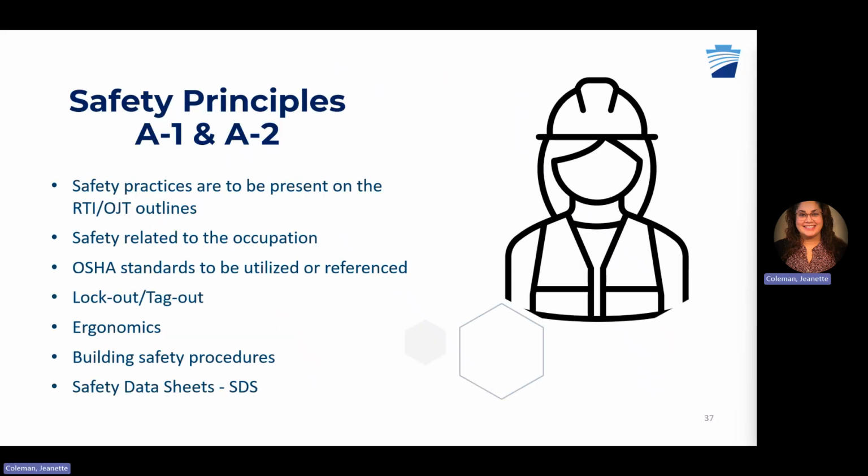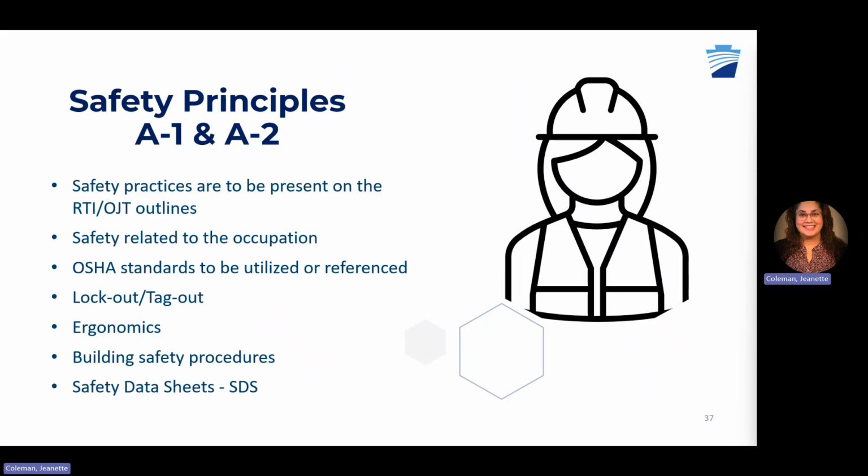For safety principles in A-1 and A-2, we definitely want to highlight safety practices that are to be present in both the RTI and OJT outlines. The safety has to be related to occupation standard. OSHA standards is to be utilized or referenced, such as lockout, tagout. We definitely want to reference ergonomics, building safety procedures, and also safety data sheets or SDS. So these are examples and not all inclusive.